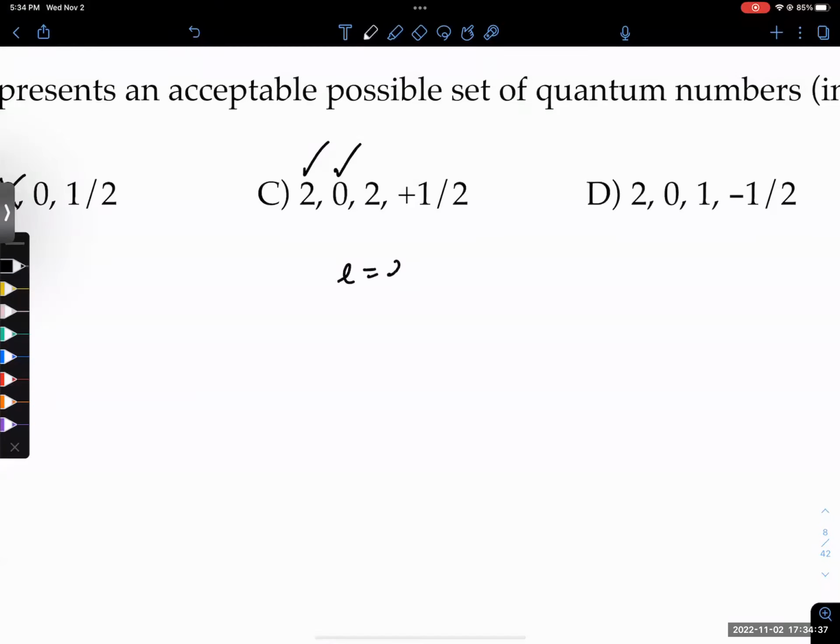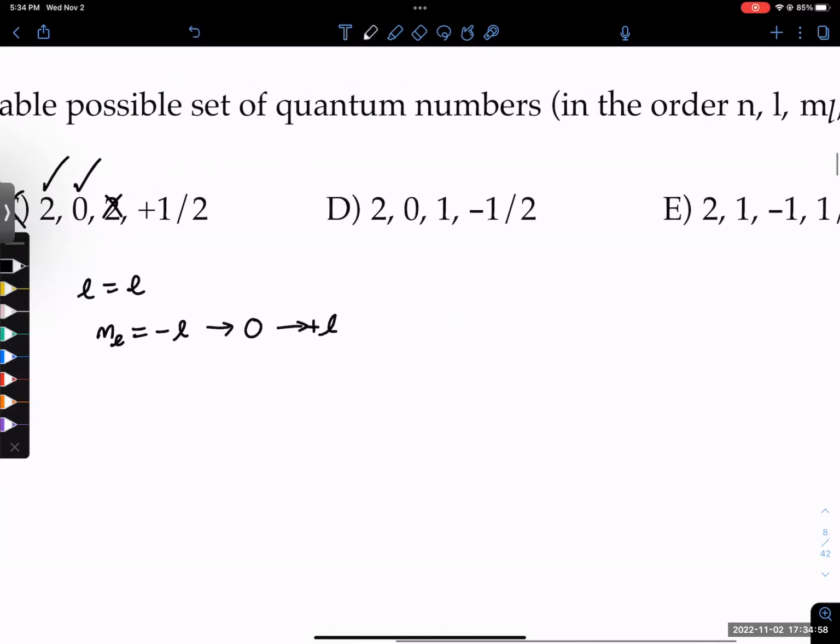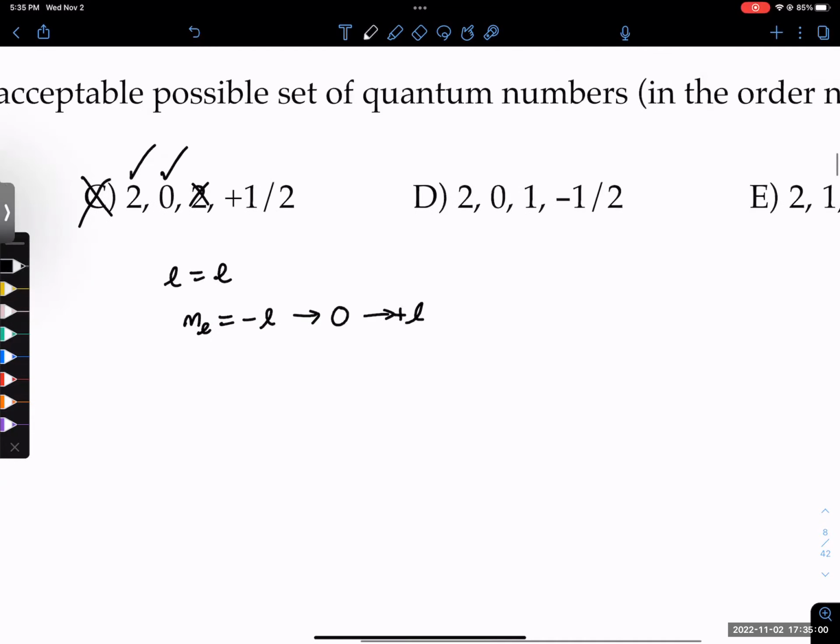So L is equal to L. What can M sub L equal? Minus L to positive L. Exactly. So I'll do this: minus L to 0 to positive L. Because if L is 0, M can't be that. Okay. Yeah, that's where we mess up right there. These gotta be right. Okay, we're getting to the end, but we'll see.